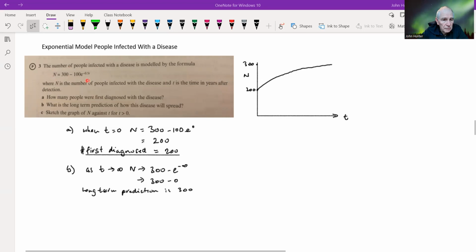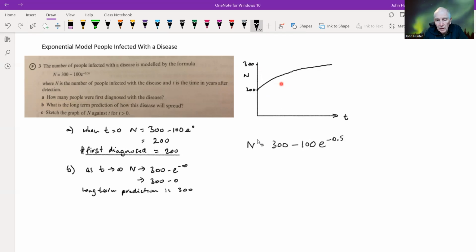The relationship is given to us here. Let's have a look. The number of people infected with a disease is modeled by the formula n equals 300 minus 100, and that is e to the power of minus 0.5t. Okay, I'm just going to write that down there. n equals 300 minus 100 e to the power of minus 0.5t.